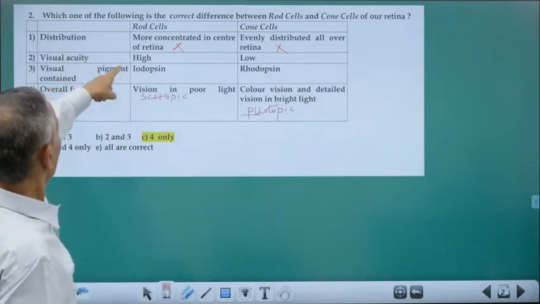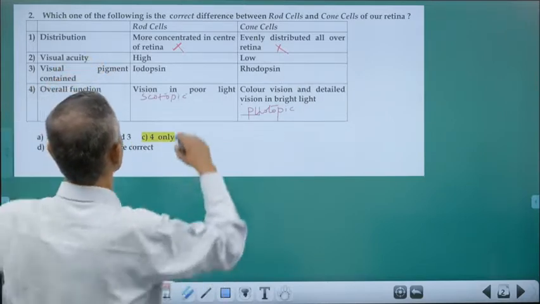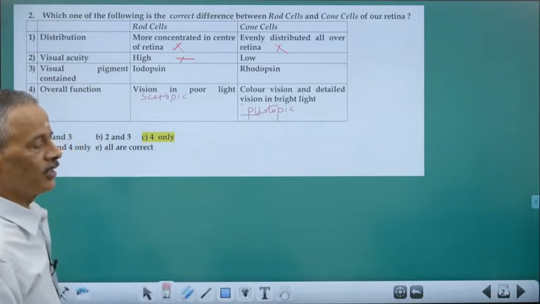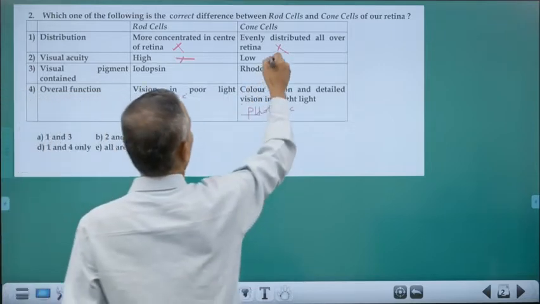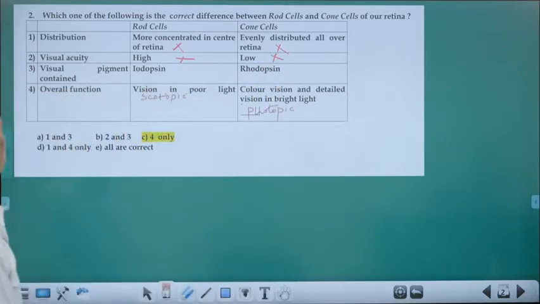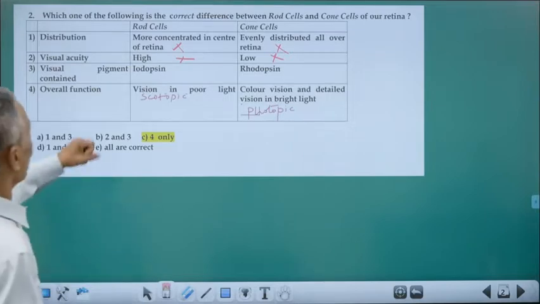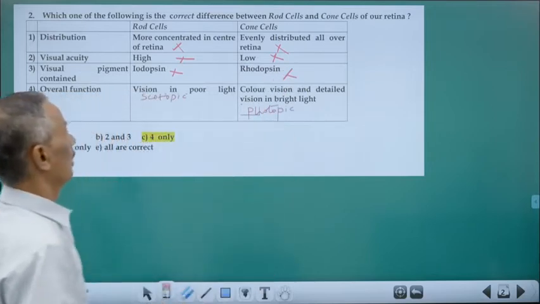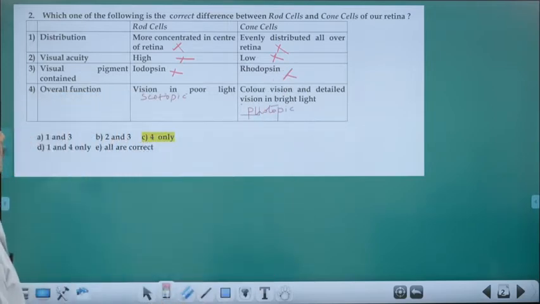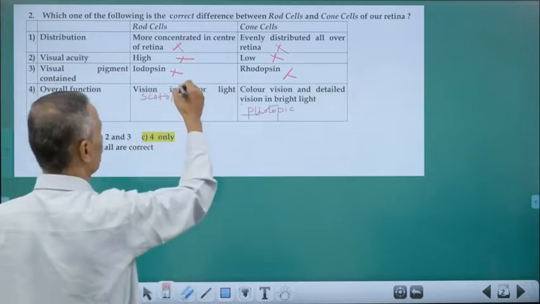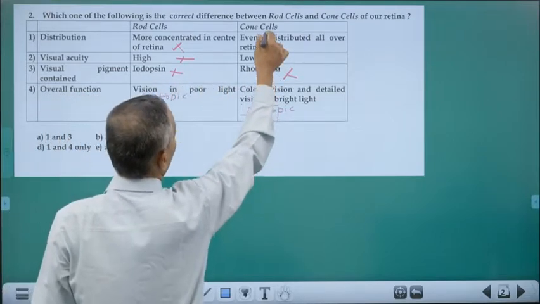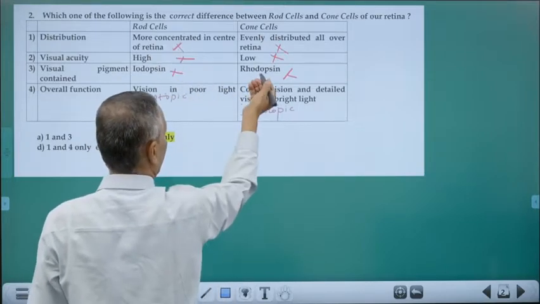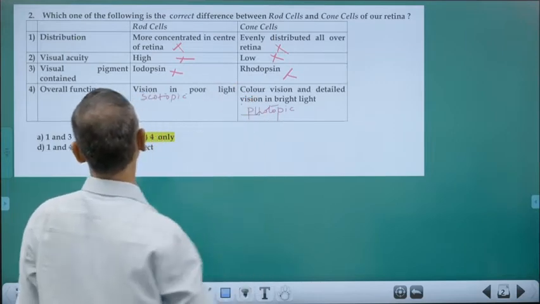Visual acuity: rods have low acuity. They are sensitive to low light, and acuity, clarity is also low. For cones, it is very high. Visual pigment content in rods is rhodopsin, not iodopsin. In cone cells, it is iodopsin. Cones have iodopsin, visual violet. Rods contain rhodopsin, visual purple.